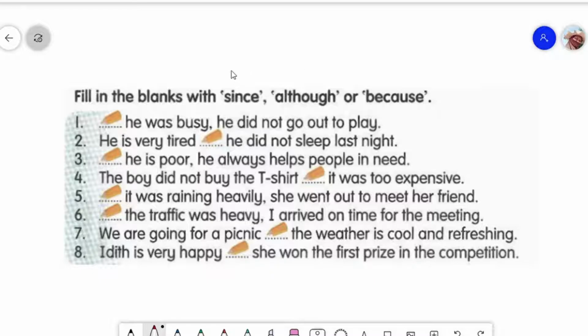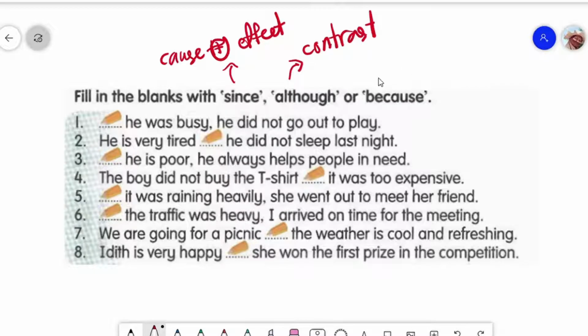Okay, since, let's recall. Since, referring to cause and effect. Okay, ada sebab dan akibat. Cause and effect. Although, contrast, something yang bertentangan, bercanggah. Because is used to show reason, untuk menunjukkan sebab. Okay, this is what I always do. I always put little notes when I do exercise for me to remember better.